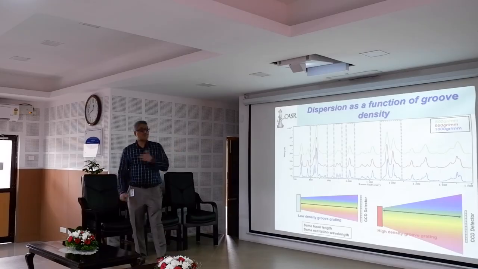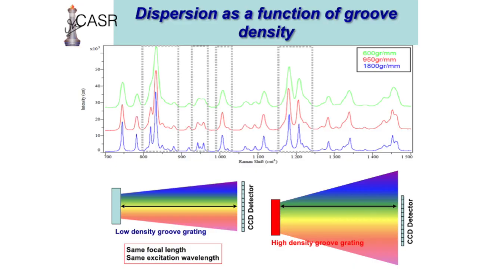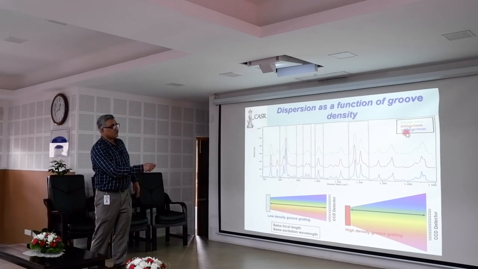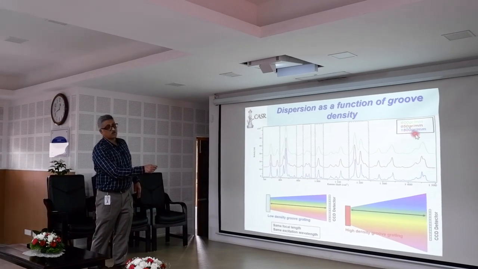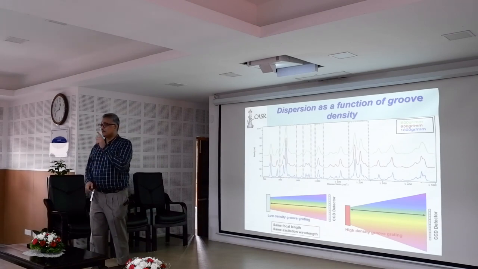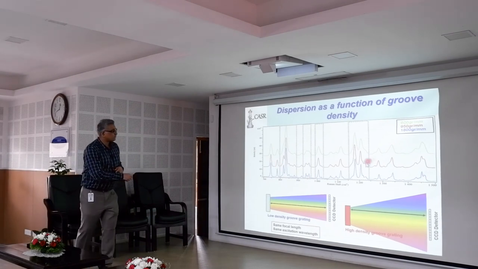Okay, so another way to actually increase the resolution of the spectrometer is by changing my grating. So my gratings have lines, right? Per millimeter, how many lines are there? So this 600 grooves per millimeter is green, 950 is blue, red, and 1800 grooves per millimeter is blue. Okay, now you look at the spectra.